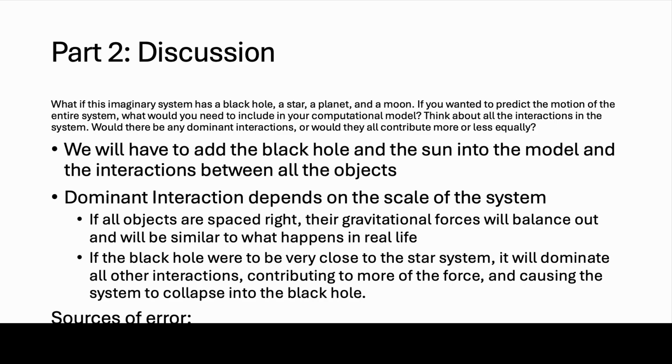Now for the second question, the dominant interaction depends on the scale of the system. If all objects are spaced right, their gravitational forces will balance out, and it will be very similar to what happens in real life. However, if the black hole were to be very close to the star system, it may dominate all other interactions, causing the system to collapse into the black hole.